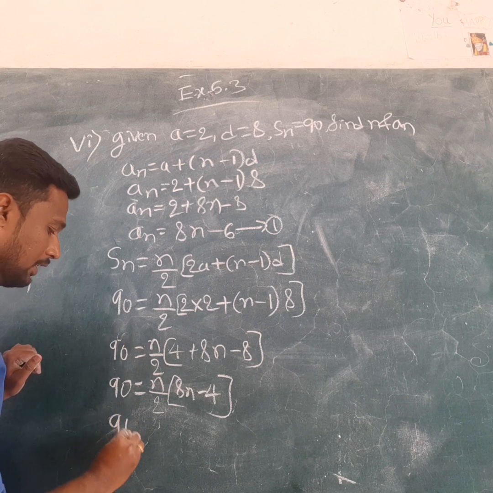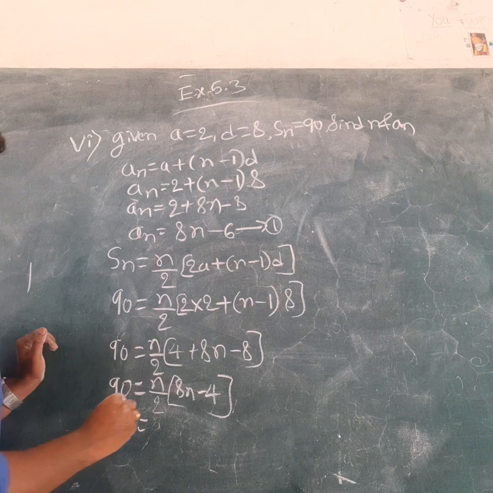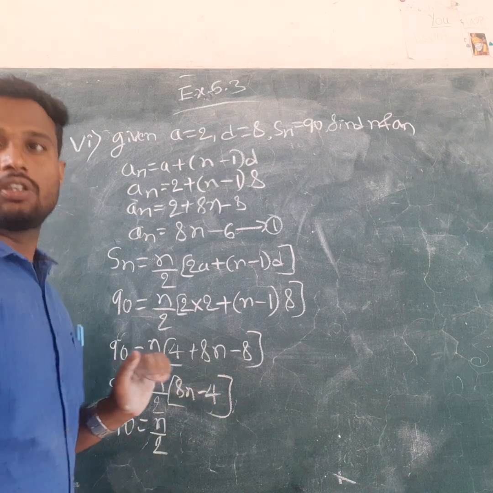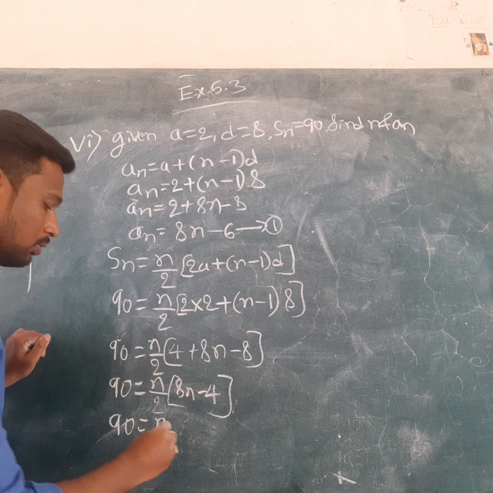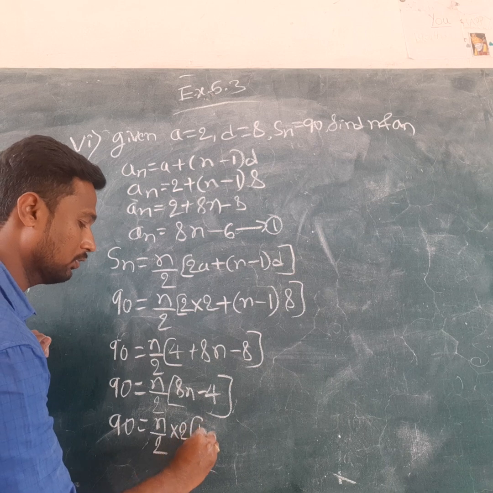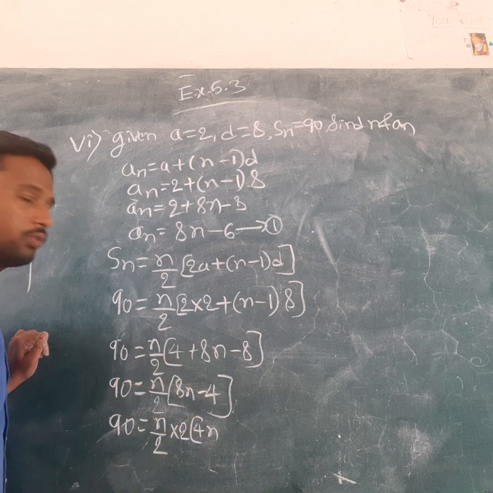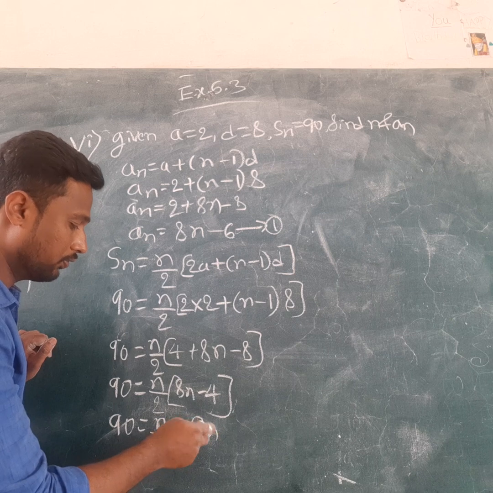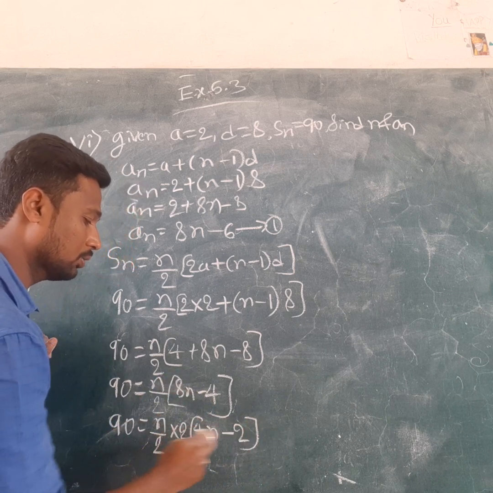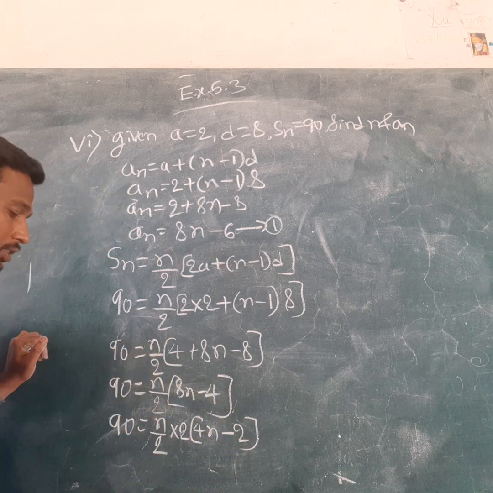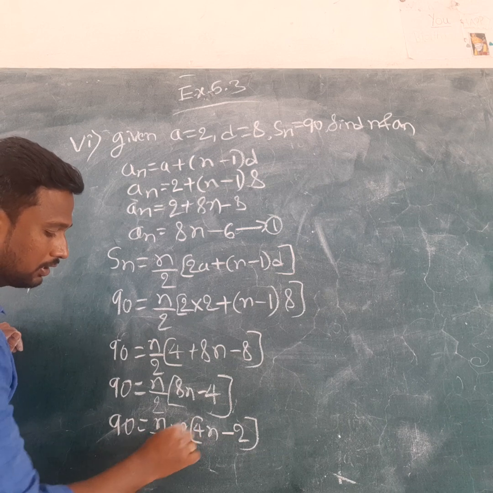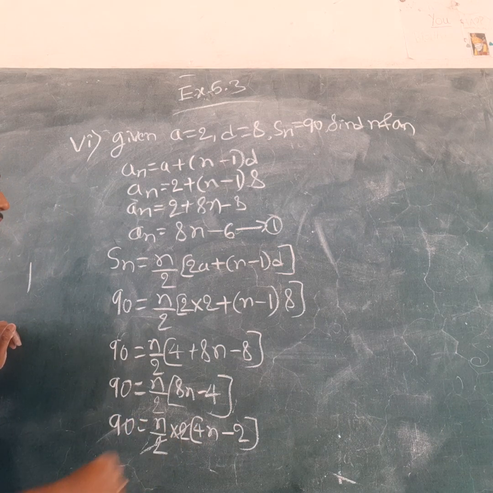So now 90 is equal to n by 2 into 8n minus 4. I will take common 2 outside. 2 into 4n means 8n only, and 2 into minus 2 means minus 4 only. So now I can easily divide this 2 and this 2.